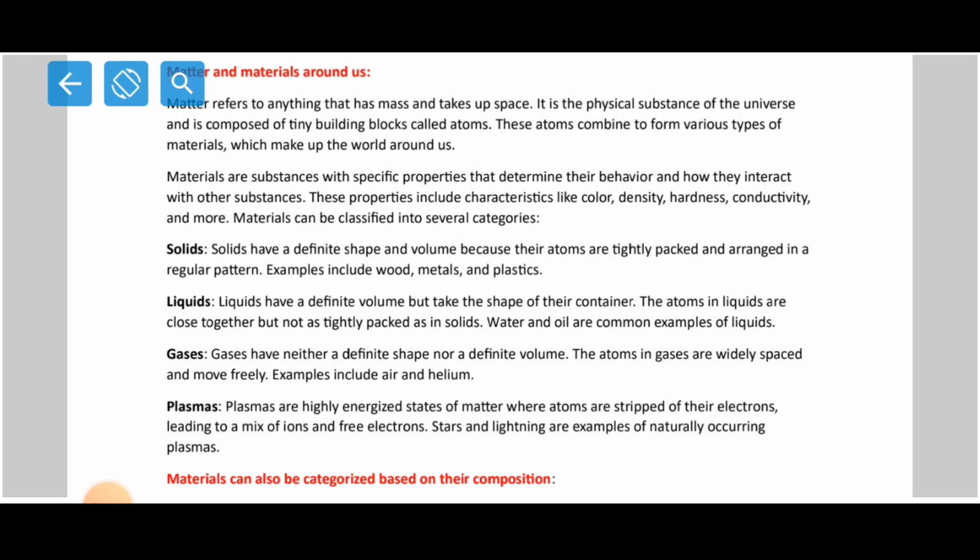Solid. If I ask you what a solid is, it is a material which has a definite shape and volume, because its atoms are tightly packed and arranged in a regular pattern. Examples include wood, metals, and plastics. Whenever we are asked about a solid, we can say that it has a definite shape, and the shape of a solid does not change easily. It occupies some volume. The intermolecular spaces between the particles of a solid are very small, which is why the atoms are very tightly packed. So solids are basically very hard. Some examples of solids are wood, metals, and plastics.